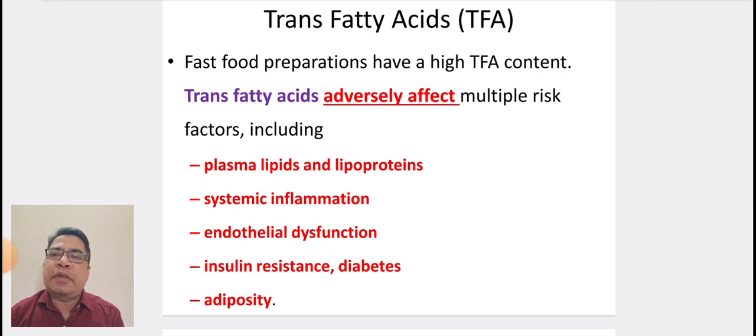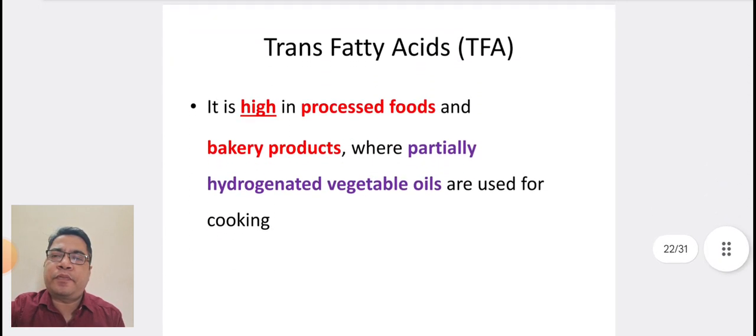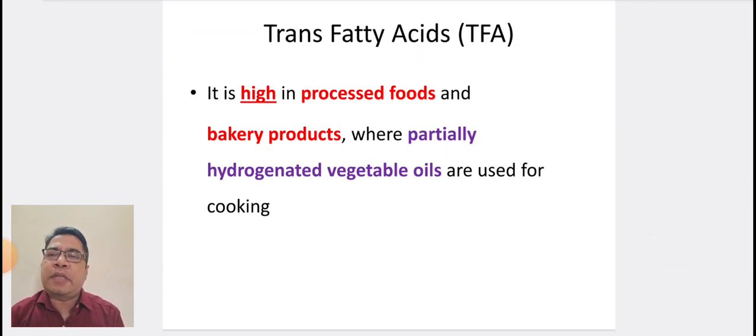They adversely affect multiple risk factors, including plasma lipids and lipoproteins, systemic inflammation, endothelial dysfunction, insulin resistance, diabetes, and adiposity. It is high in processed food and bakery products where partially hydrogenated vegetable oils are used for cooking.